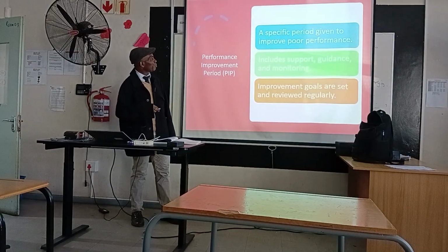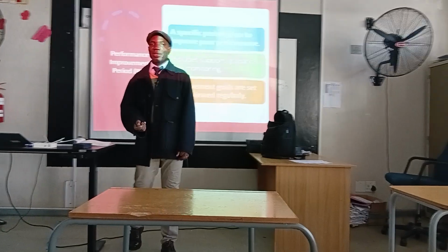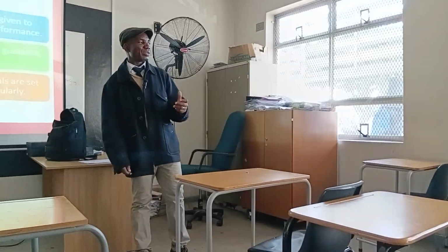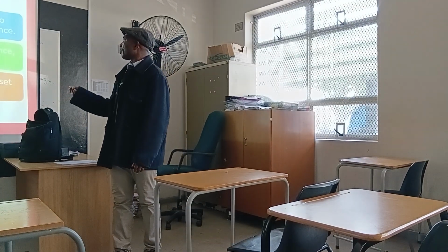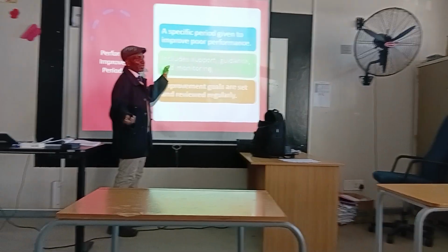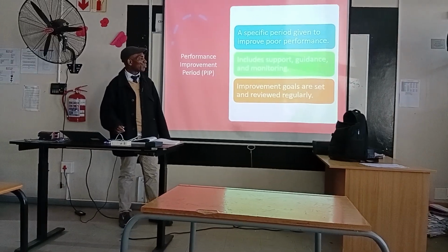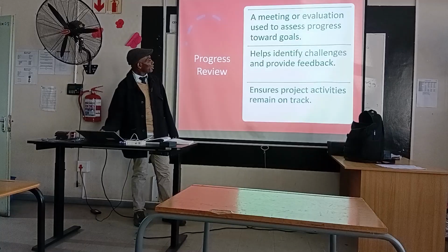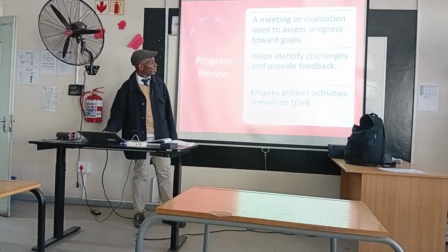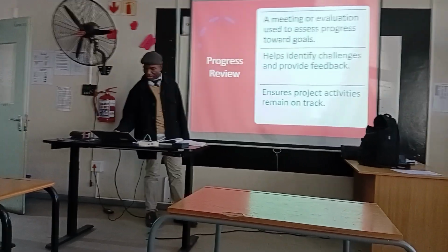Right. So performance improvement period, a specific period given to improve poor performance. For example, remember what we said. The PMS enables an organization to see the strengths and weaknesses of an employee. So wherever there are weaknesses, there should be a specific period given to improve such poor performance. Right. And we should include support. You must support the employees, you guide the employees, and monitor the employees. As we said, it will help to improve. Improvement goals are set and reviewed. Okay. Now, the progress review, a meeting or evaluation used to assess progress towards goals. Right. So this one needs to be done as well, for you to be able to track whatever progress has been made.